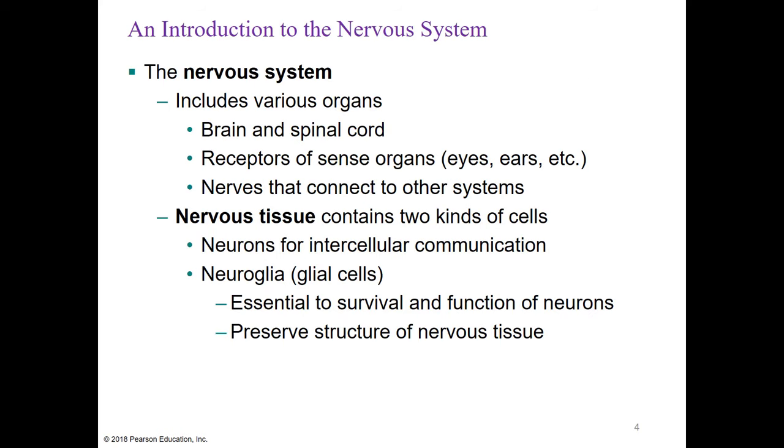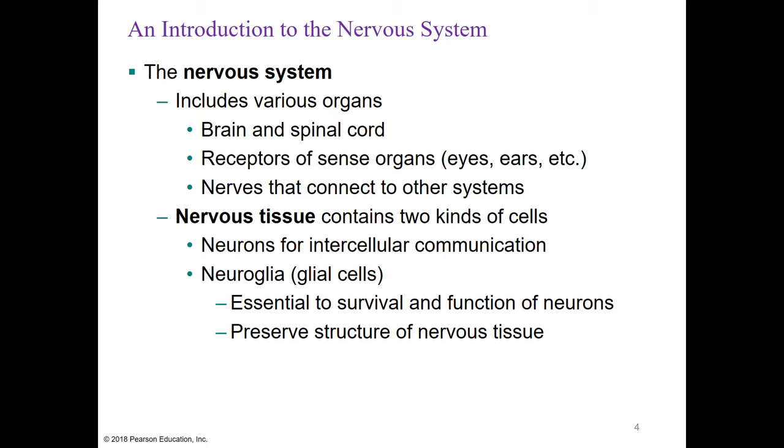The nervous system includes various organs like the brain and spinal cord, receptors of sense organs, so this would be like the eyes and the ears, and then nerves that connect to other systems in the body. Nervous tissue contains two main kinds of cells, which we will go through in the first part of the chapter.